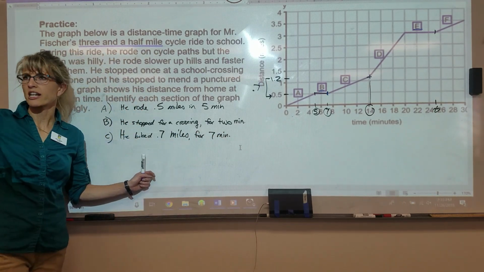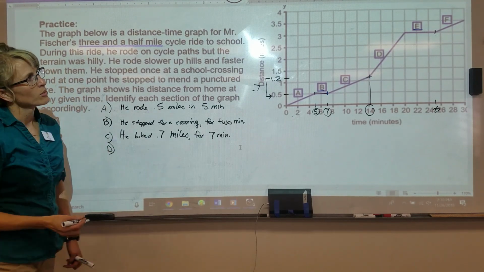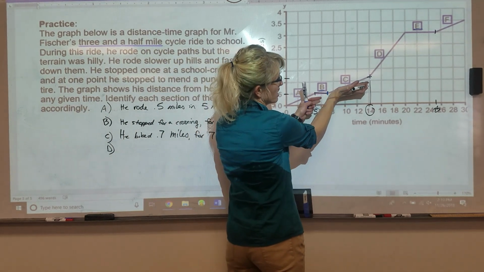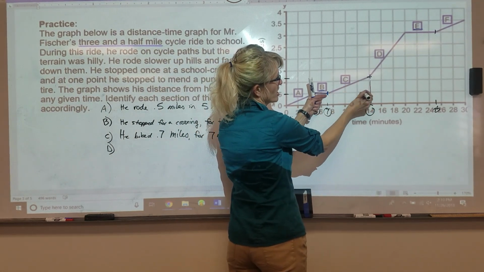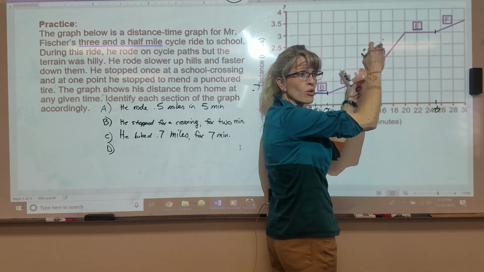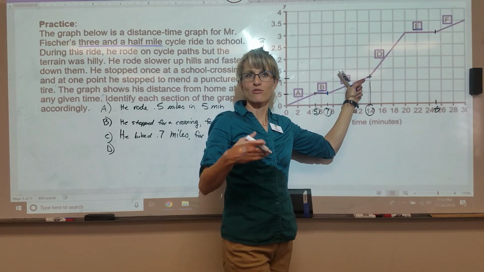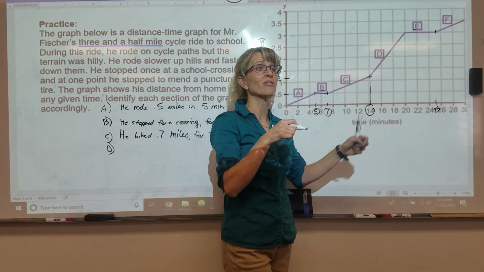Raise your hand if you had that correct. Yay, awesome. All right, part D. What did he do in part D? It looks like, if you look at his rate, his rise over his run, all of a sudden here his rise over run gets steeper. Doesn't mean he was up a steeper hill. It means he had a higher rate. That's a speed, right?